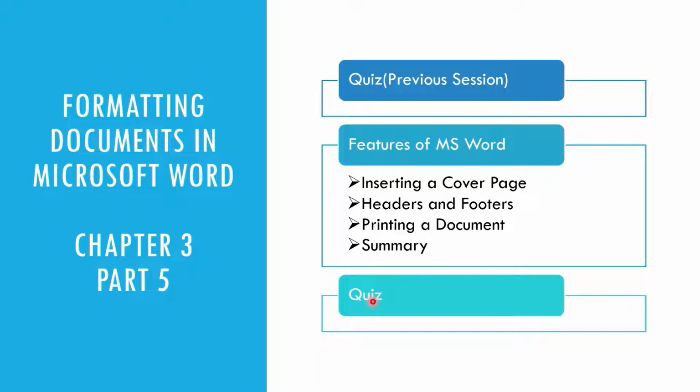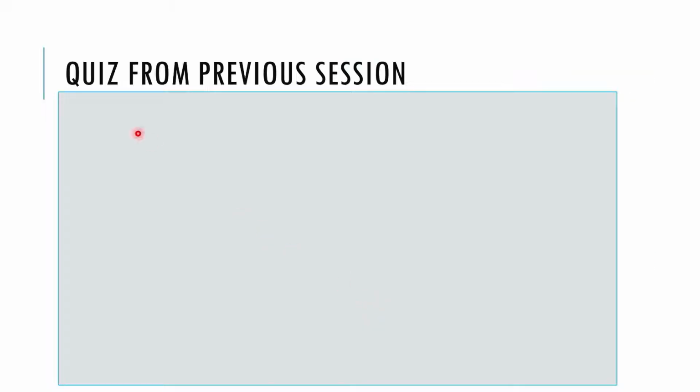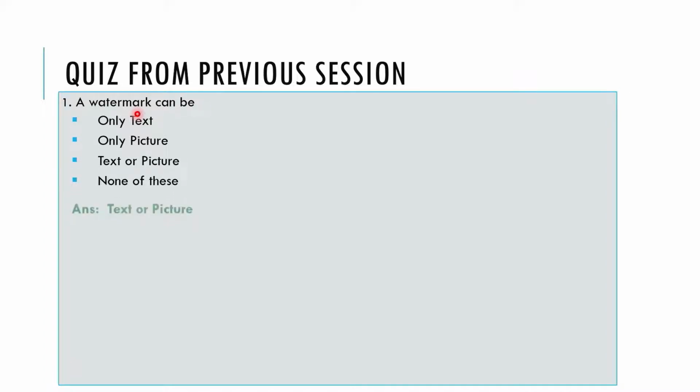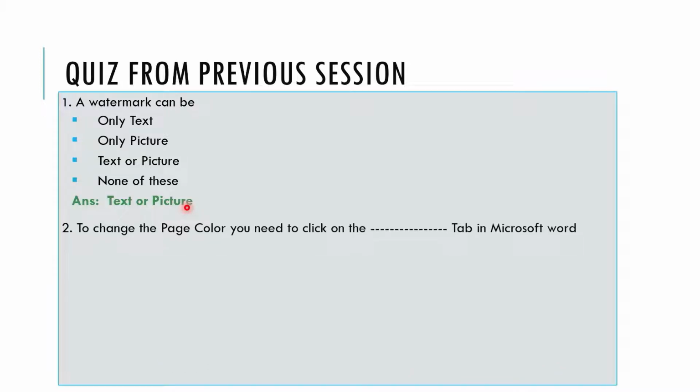So, let's begin. The questions which we raised in the previous session, the first one was a watermark can be only text, only picture, text or picture, none of these. And the answer is a watermark can be a text or a picture. So, you can either put a text or a picture which will be superimposed to your main text in the Word document.